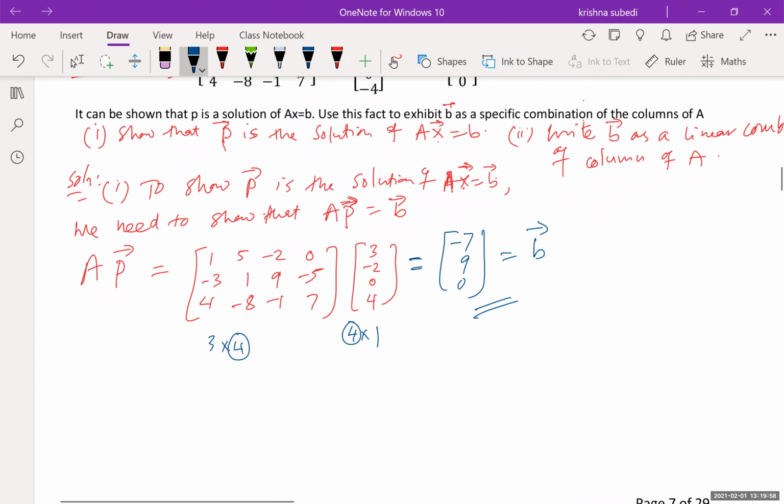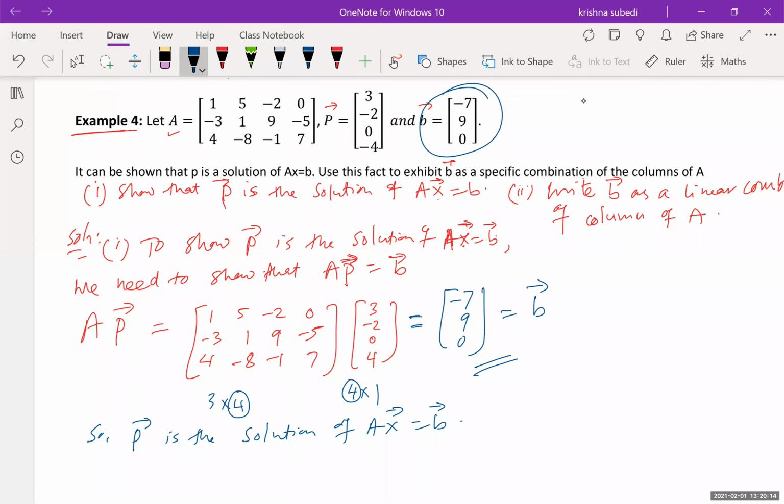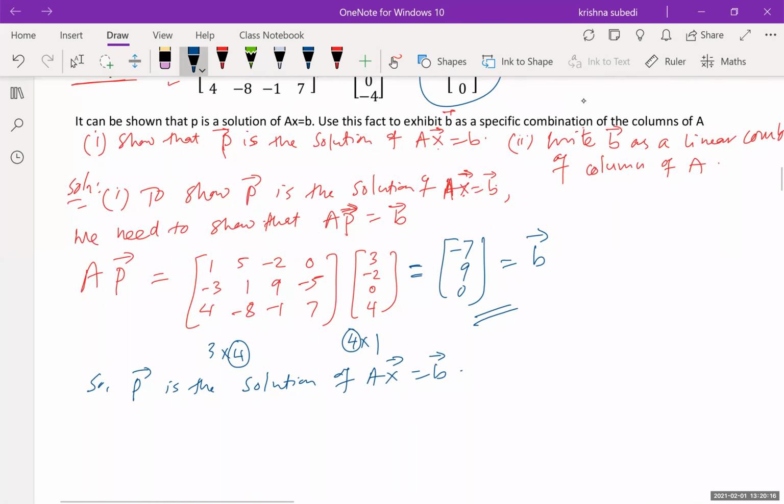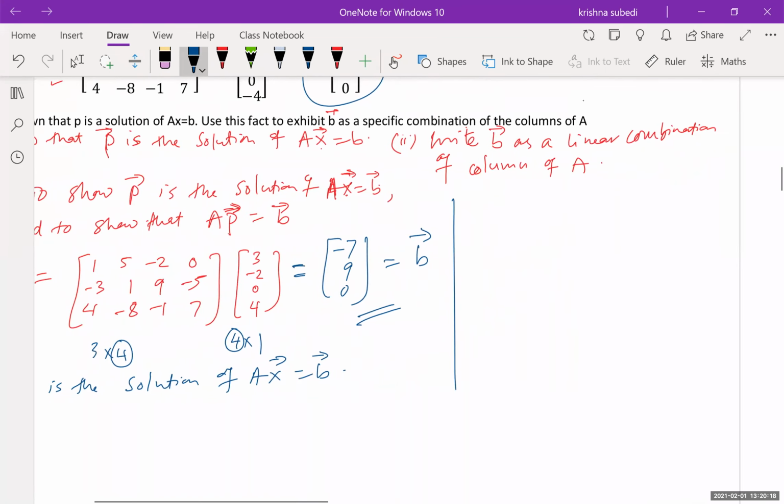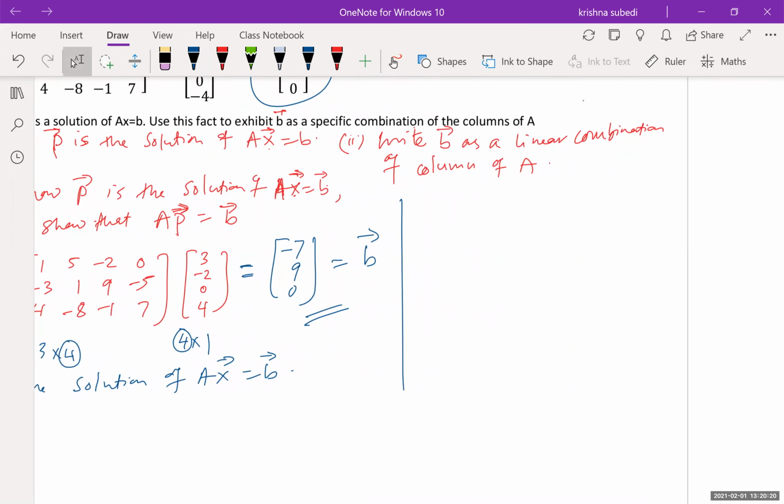So P is the solution of AX equals B, all right, because this is B. Now part B, we need to write B as a linear combination of the columns of A.